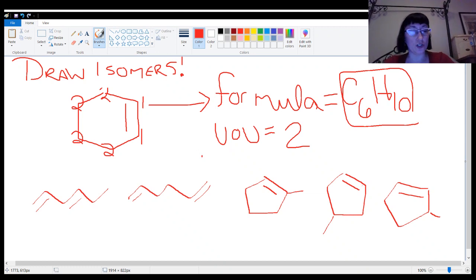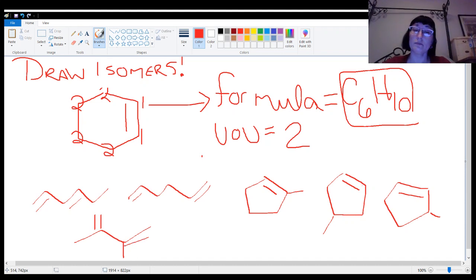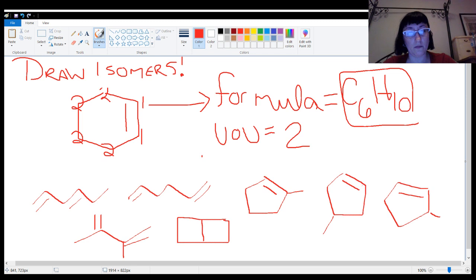I could make something branched. So instead of having 6 carbons in a row, let's do 4 carbons in a row, and then 2 carbons on the sides, and 2 units of unsaturation. I could also do 2 rings. Yeah, this would be funky, but you could do that one. That would be 1, 2, 3, yep, 6 carbons and 10 hydrogens. I could do one that looks like a house with a tip on the top.